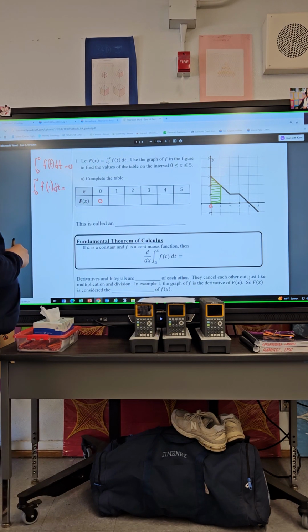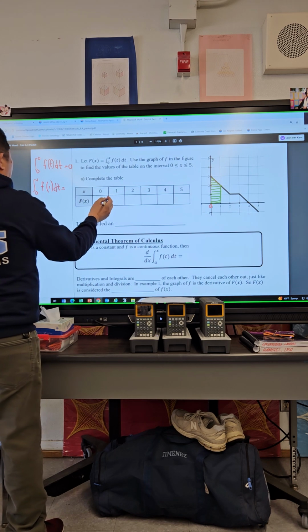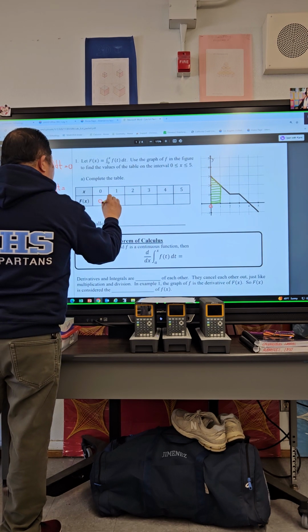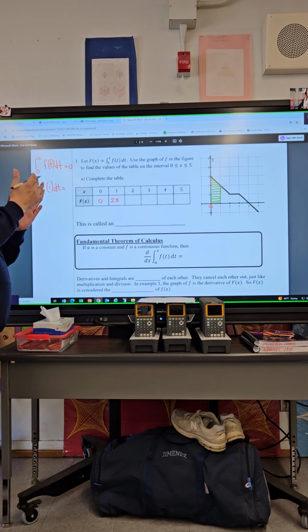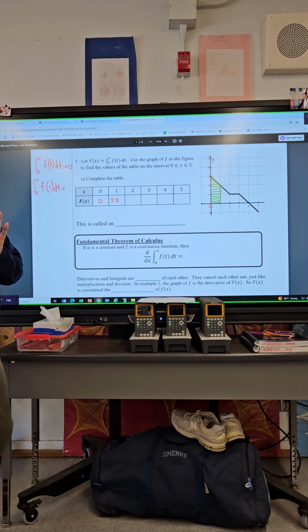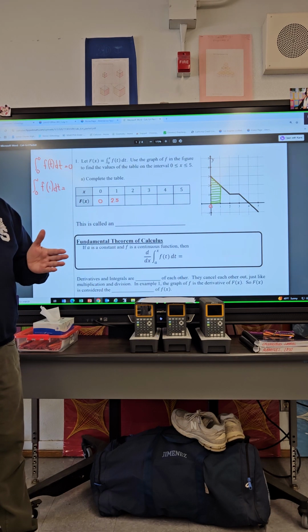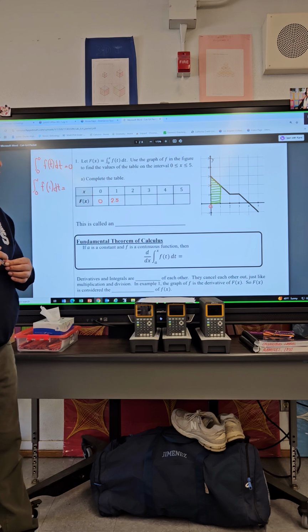F of x is 0. And then at f of t, t is equal to 1. So the area is 2.5. So it's now an accumulation of area. Do you get me? Next, how about from the interval 0 to 2?